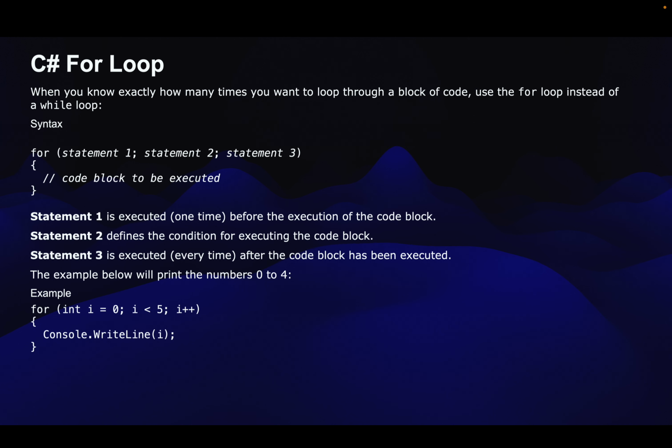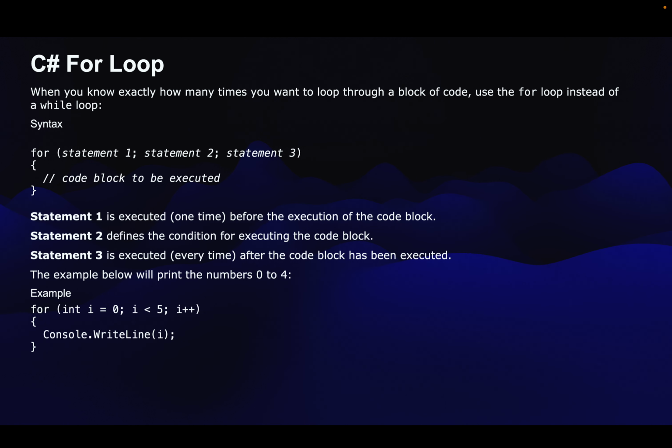Statement 1 is executed one time before the execution starts, meaning from where you are going to start your loop. Statement 2 defines the condition, meaning it will check the condition you specify in the loop. Statement 3 is executed every time after the block of code has executed. You will see the example below.